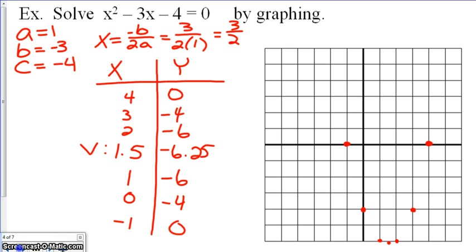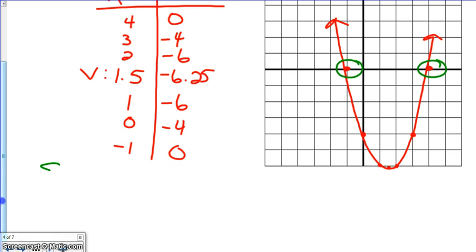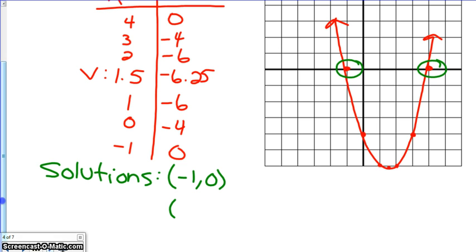When we do this, we're going to trace out our parabola. And we can see we try and make a U shape for our parabola. Now, we're looking to see where our graph crosses the x-axis. Our graph crosses the x-axis at these 2 points. These are exact values and they are solutions. So our solutions, in this case, we have 2 solutions at (-1, 0) and at (4, 0).